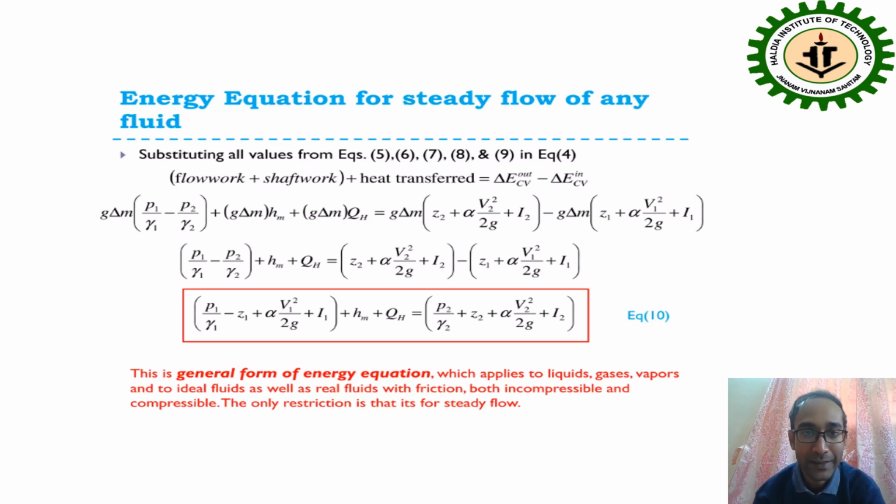Finally, the energy equation for steady flow of any fluid becomes P1 by gamma 1 plus Z1 plus alpha V1 square by 2g plus I1 plus HM plus QH equals P2 by gamma 2 plus Z2 plus alpha V2 square by 2g plus I2. So it is basically the flow work and shaft work plus heat transfer, and its difference. This is the general form of the energy equation, which applies to liquids, gases, vapors, or ideal fluids, as well as real fluids with friction, both incompressible and compressible. The only restriction is that the flow is steady.